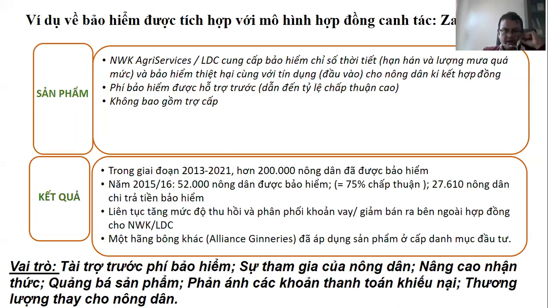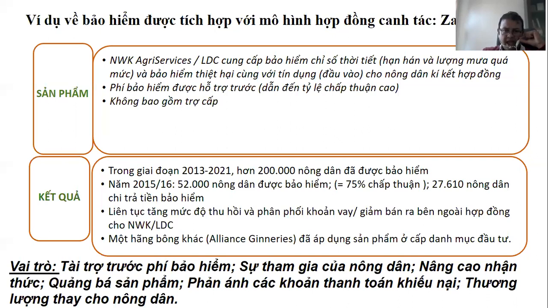Now, the value being insured has actually been the input cost. So it's not the full cost of production or the expected revenue. It's just the input cost, and it's just related to the inputs that the company has given on credit to the farmers. Over the years, there's been fairly good success in terms of the number of farmers being covered, relatively speaking. So in excess of 200,000 farmers have been insured under this model cumulatively over the last eight years.